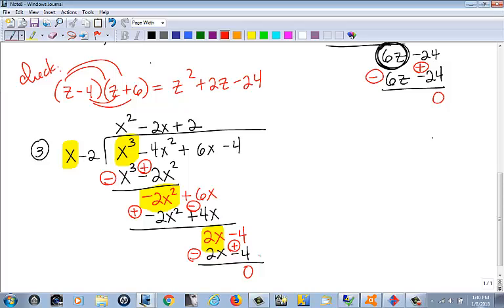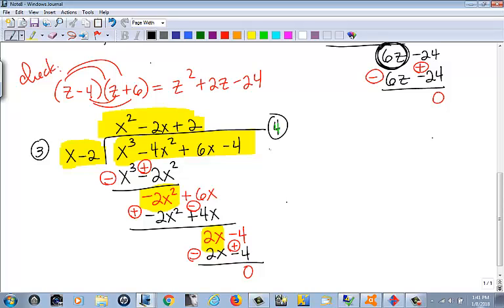No, it won't always be nice. So let's try another one. Yeah, this is your answer: x squared minus 2x plus 2. And you could take it times this. If you multiplied it all out, you should be able to check these before you hand them in. Okay. Especially on a test, you want to check them.